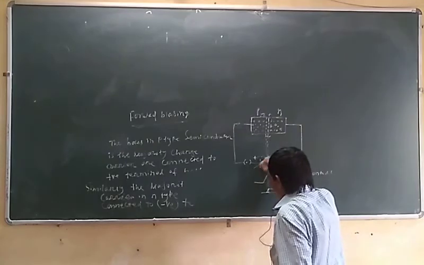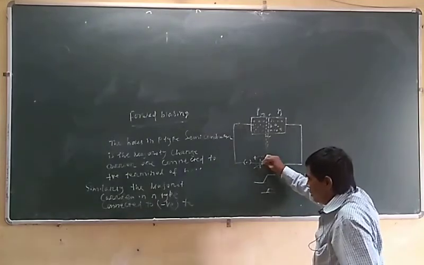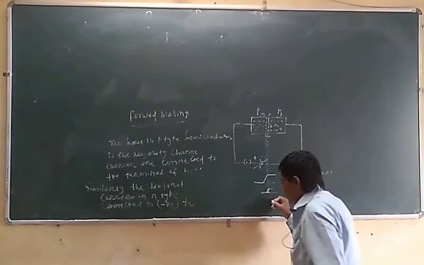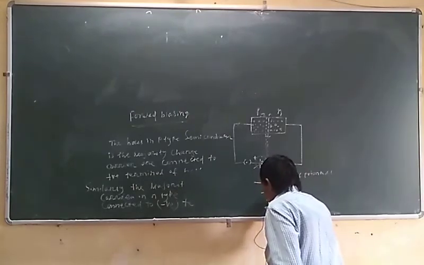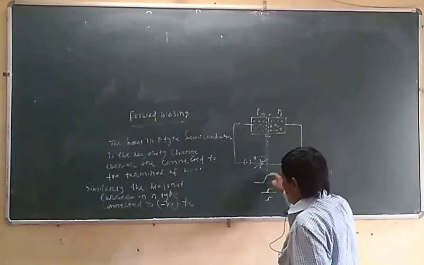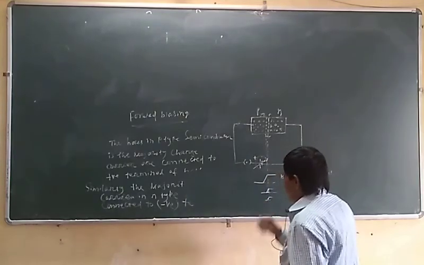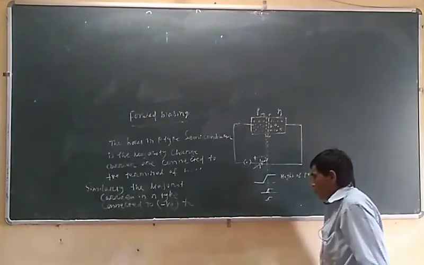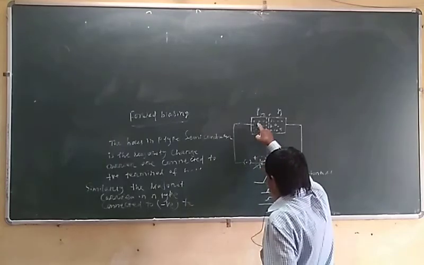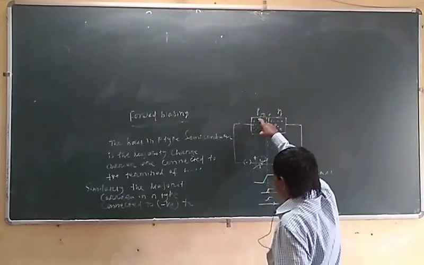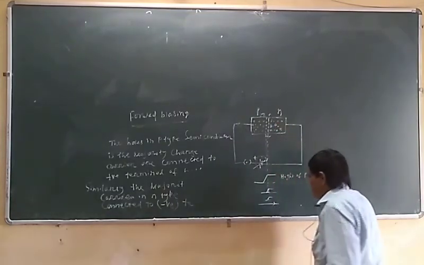Then when we apply extra voltage, we increase this voltage. When we increase this voltage, the potential barrier will be further decreased. So in this way, when we apply extra voltage further, the potential barrier will collapse. Then the positive charges of a P-type semiconductor move to the N-type semiconductor, and current will be allowed.